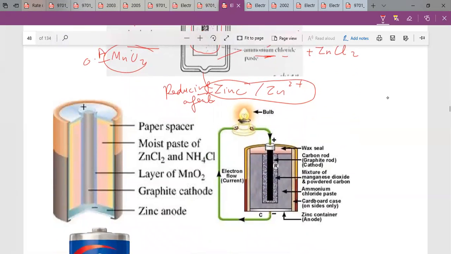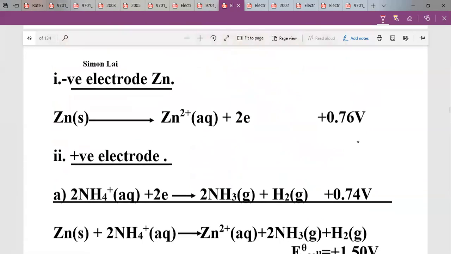When we connect here, electrons will flow from the zinc. Zinc will become Zn2+ plus 2 electrons, come in and go into here. That means electrons will go out here. You can go to the website and see all these reactions. So you can see zinc chloride with ammonium chloride, MnO2 with graphite, powdered carbon.